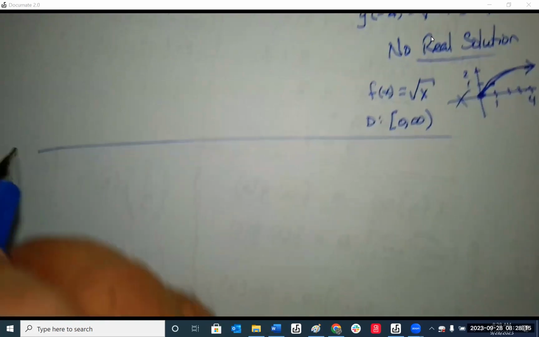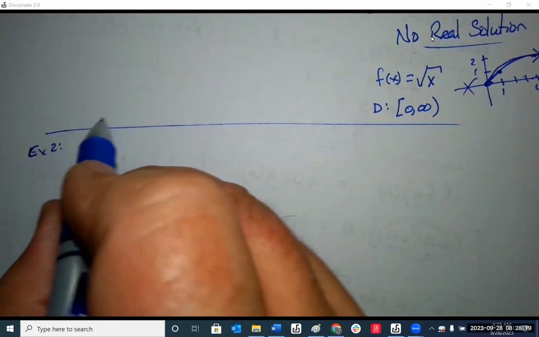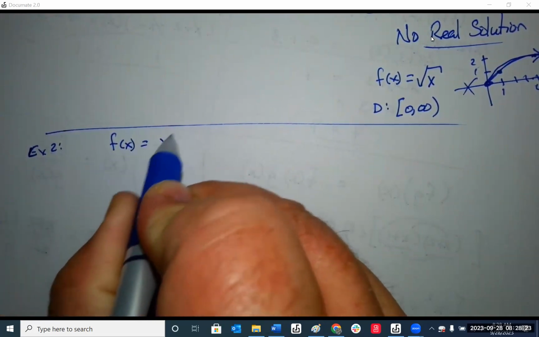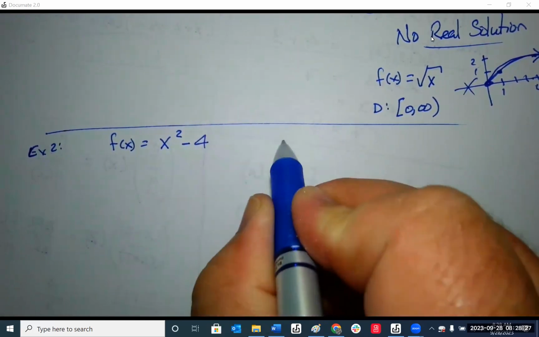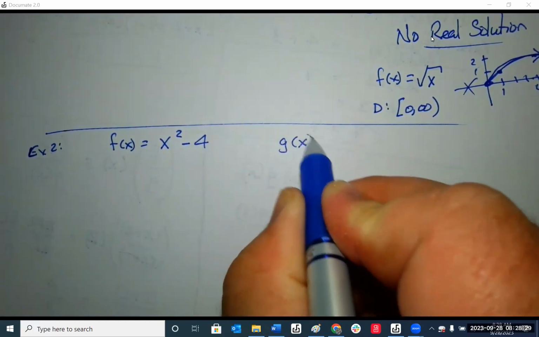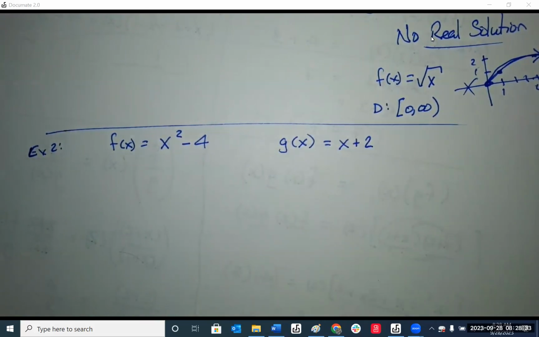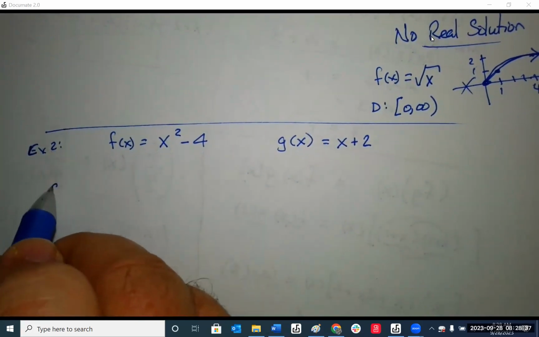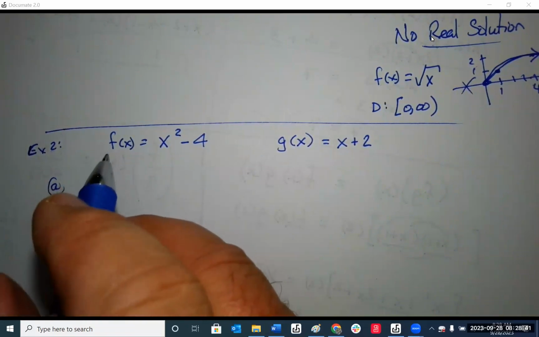Okay, here's example 2. F of x equals x squared minus 4. And g of x is x plus 2. For A, I want you to find these.